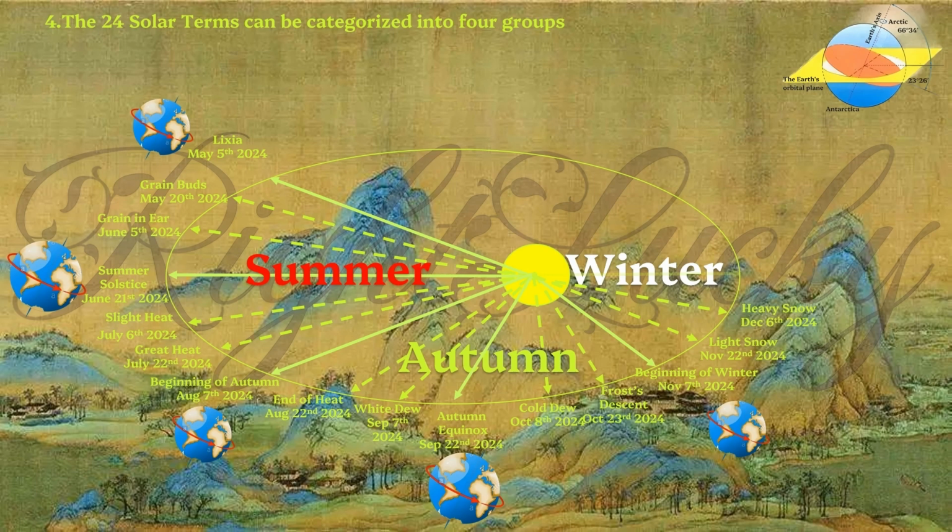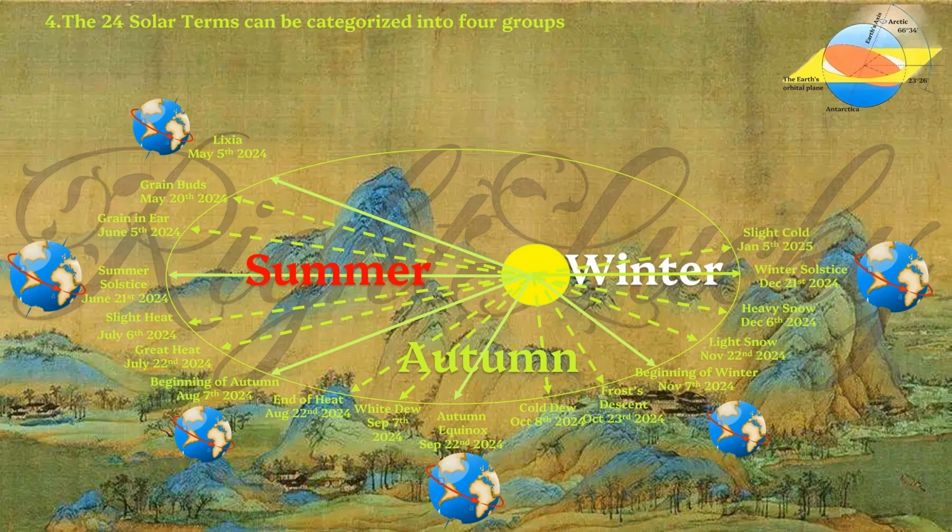By observing the sun's position and its impact on the environment, the ancient Chinese developed the 24 solar terms as a way to track time, plan agricultural activities, and maintain harmony with nature. This system reflects a deep understanding of the intricate relationship between the Earth and the sun, demonstrating how the sun's energy shapes our seasons, ecosystems, and ultimately, our lives.